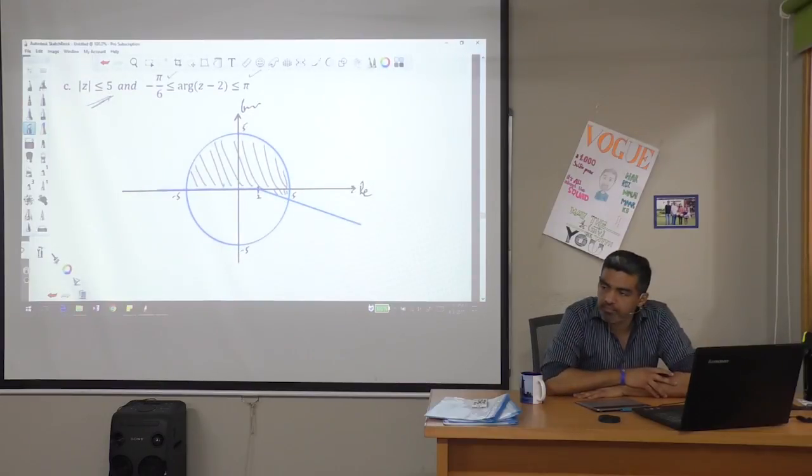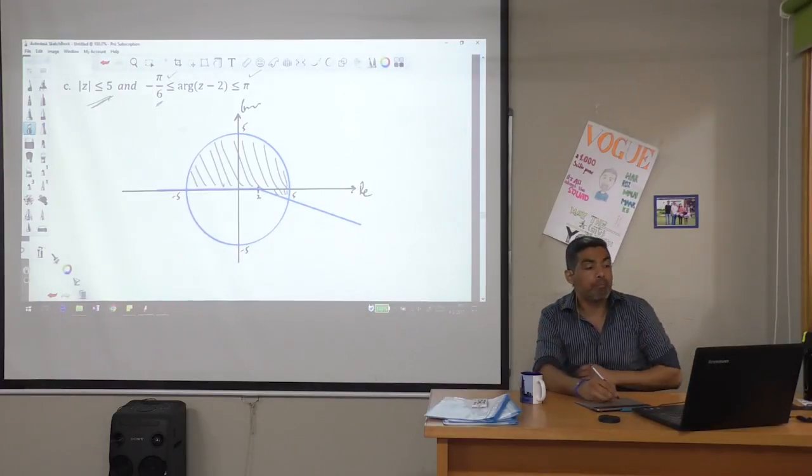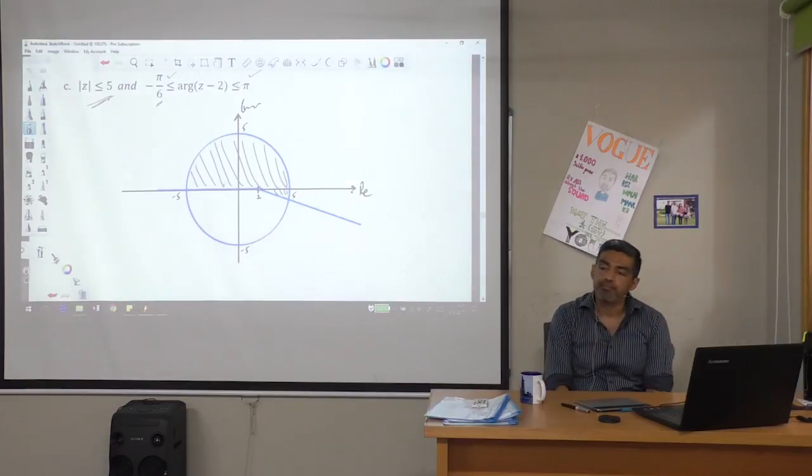Why can't it be the other area? Because your angle goes from minus pi by 6 to pi. If you take this going from here to here, that would be minus pi by 6 to minus pi. That would be the angle, because then you're going from minus pi by 6 all the way towards positive pi. So your angle is increasing. In that case, it would be minus pi to minus pi by 6. Small angle would come first.